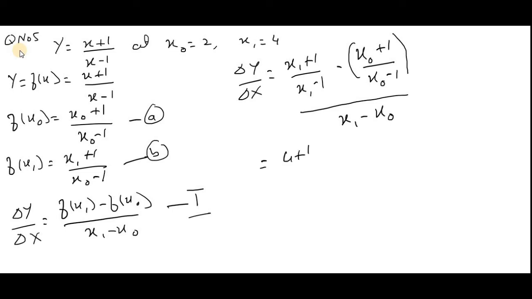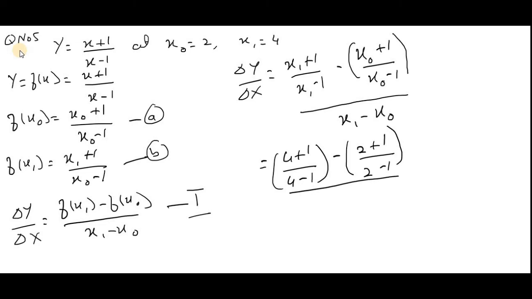4 plus 1 over 4 minus 1, minus 2 plus 1 over 2 minus 1, whole divided by 4 minus 2. Now this is our 5 by 3 minus 3 by 1 whole divided by 2.